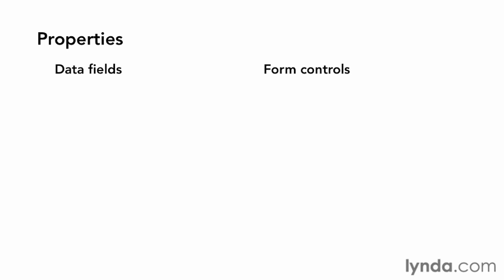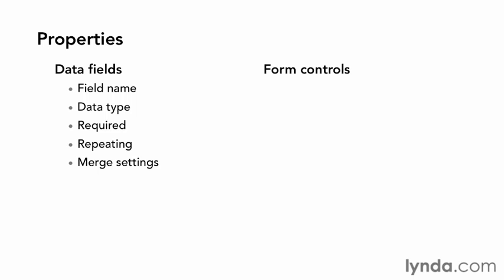If we're setting properties in the data field, we're going to be doing things like setting the field's name, choosing a data type, determining whether it's required, setting whether or not that particular field of data can repeat over and over again in the form, and determining how that data should be merged if we have multiple items and then we're sending that information back to the data source. Form controls, on the other hand, are where we determine binding, how the control is related to a particular field of data, and only one field of data can be bound to one control.